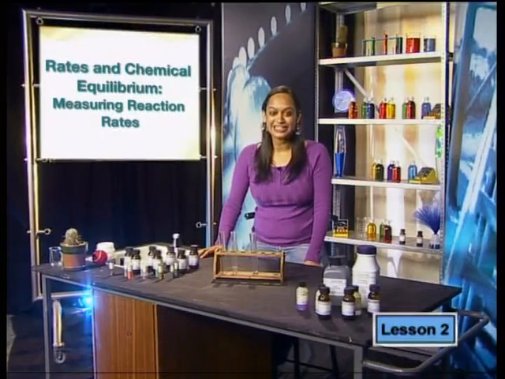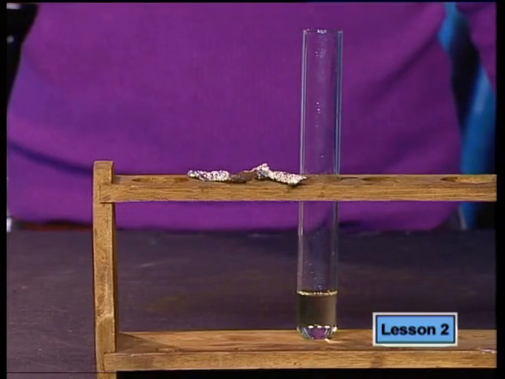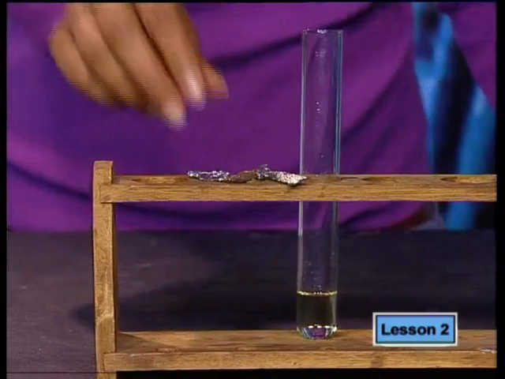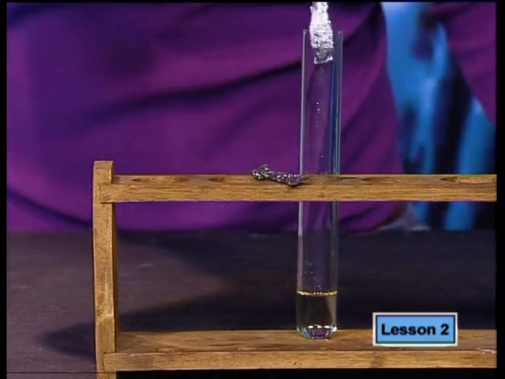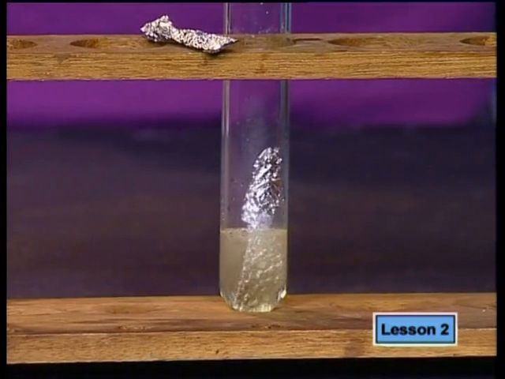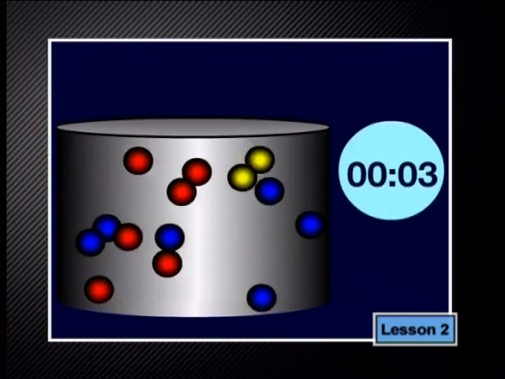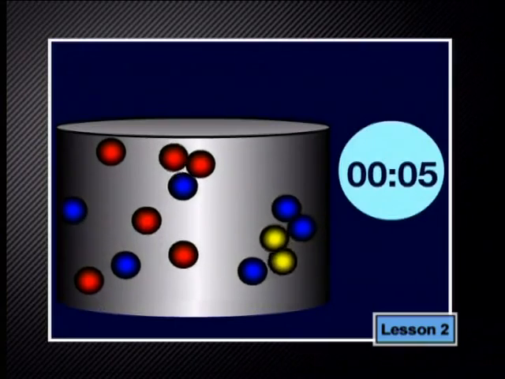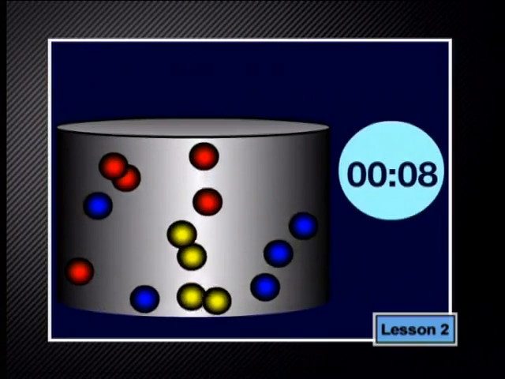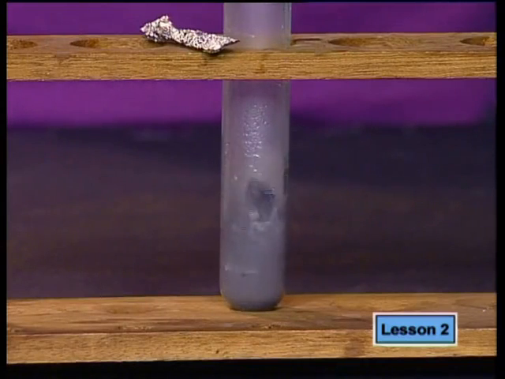Let's take a look at another experiment. I have a concentrated acid solution in this test tube, and I'm adding strips of aluminium. There are bubbles forming, so there must be a chemical reaction taking place. Chemical reactions only occur when molecules collide with each other to form new molecules. These collisions are called effective collisions.